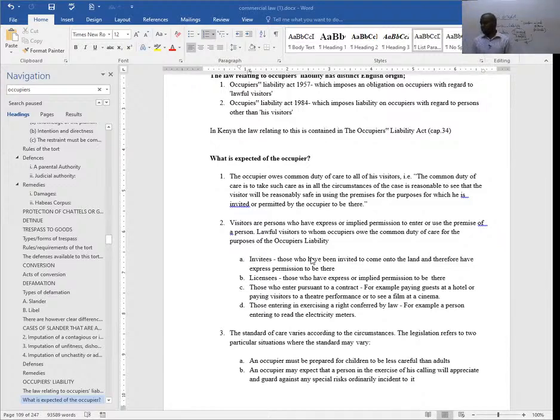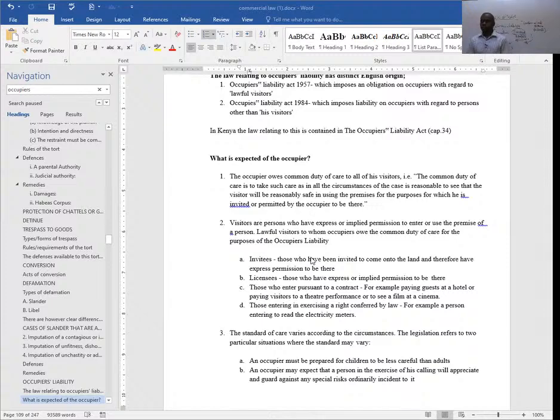The common duty of care is to take such care as is, in all the circumstances of the case, reasonable to see that the visitor will be reasonably safe in using the premises. Number 2, visitors are persons who have express or implied permission to enter or use the premises of a person, those who have been licensed or allowed under the law.